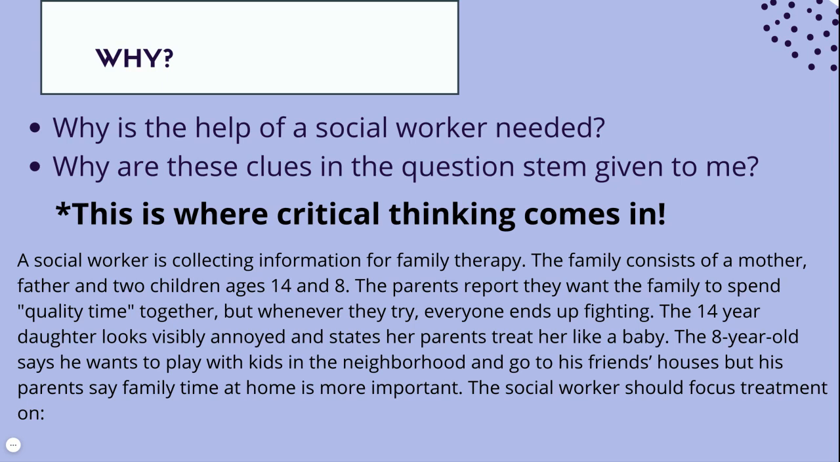The 14-year-old looks visibly annoyed and states her parents treat her like a baby. Why is that important? Gives us her perspective. She gives us a little bit of knowledge of what's going on. 8-year-old says he wants to play with kids in the neighborhood and goes to his friend's house, but family says family time's more important. Why are they telling us that? Also shows us the perspective of the 8-year-old. We're talking about family here. So remember, we have the family unit all coming together. And then the social worker should focus treatment on, right? What's going to be the main focus given the information we have?